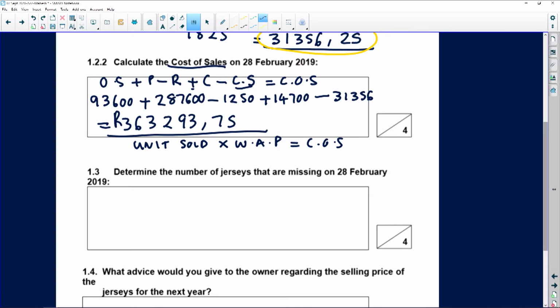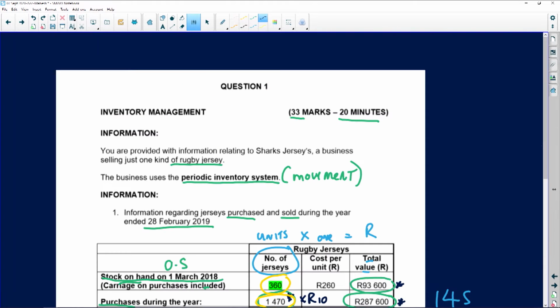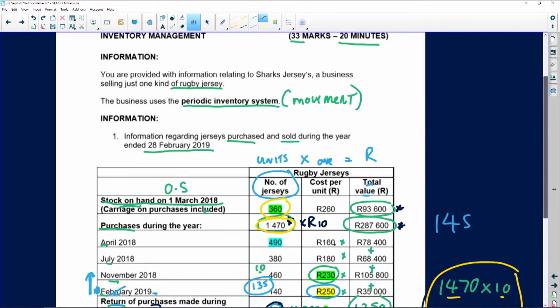Right, so let's continue. Determine the number of jerseys that are missing on the 28th of Feb 2019. Okay, so looking at this particular question, they are basically asking us to calculate if there are jerseys missing. How many rugby jerseys are missing in terms of this particular question? In other words, what is that deficit? What is that stock that is missing? So not difficult for 4 marks, okay?